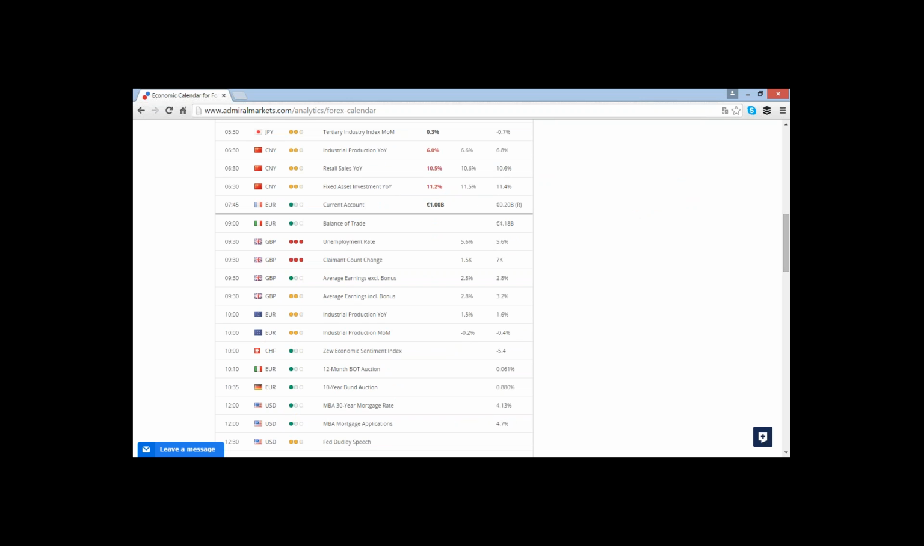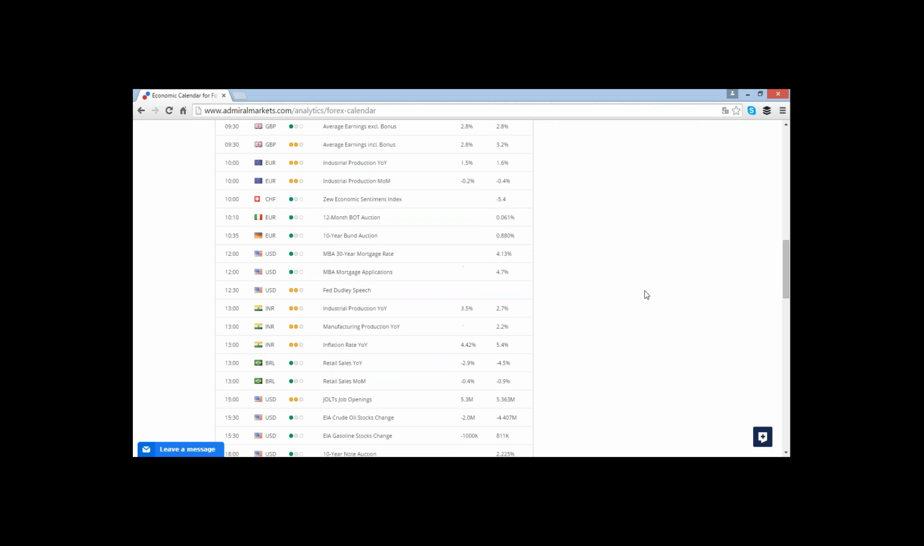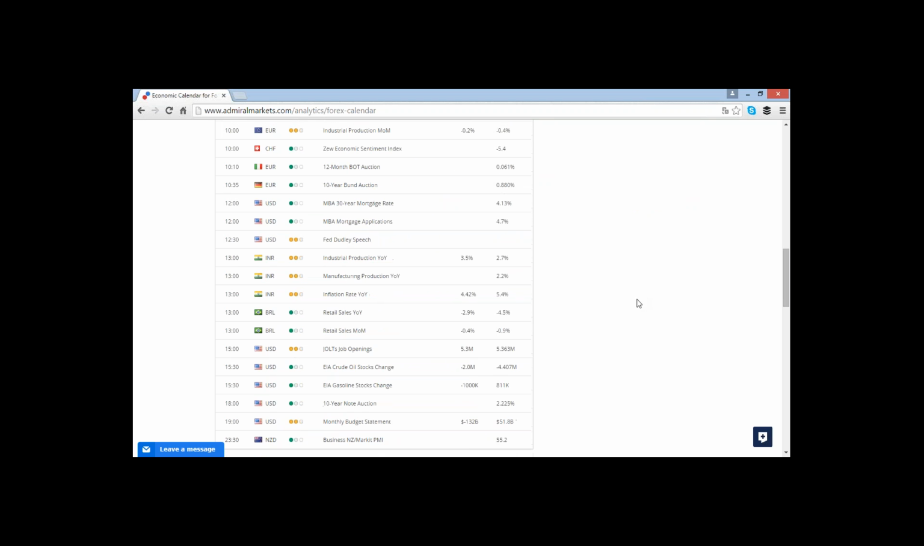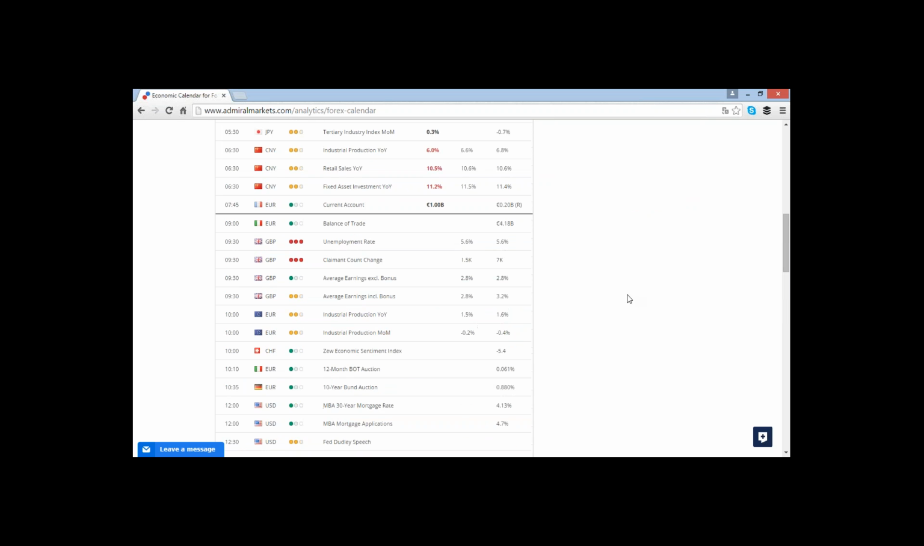That's a big one on the pound, right? So we got to be careful of that one. That's going to be big. Claimant count change, also marked as red. What else? Some medium euro news. Some medium dollar news.